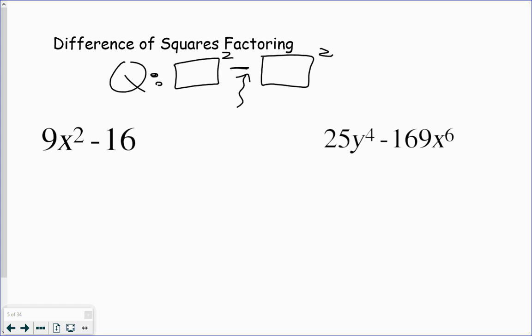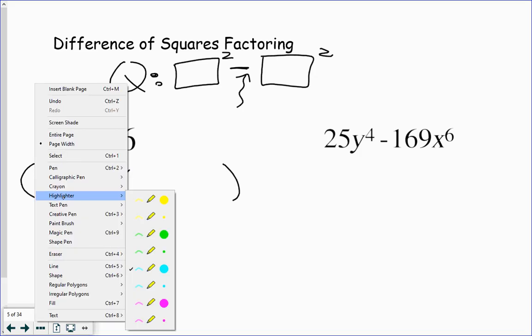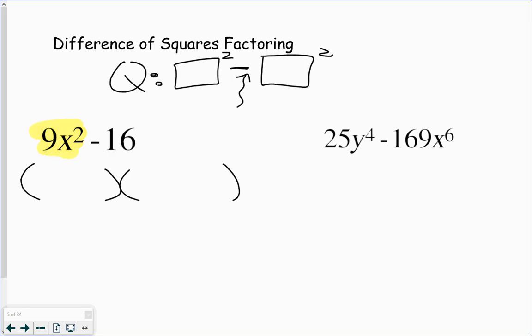So does the first one match the condition? Does it have two terms? Does it have a subtract? Can 9 and 16 be written as something squared? Yes. So all we do is we just go straight to the brackets. So you take the first term, and we're going to put it into the first spot. What times what is 9? 3. What times what is x squared?